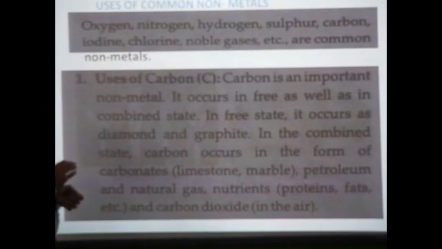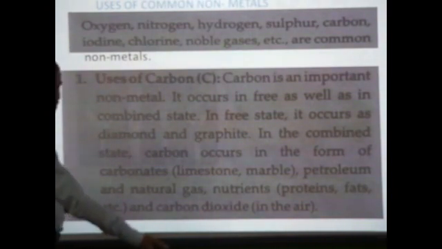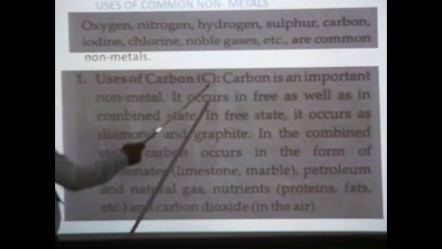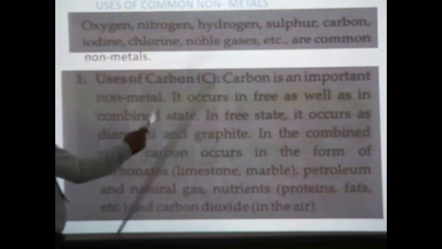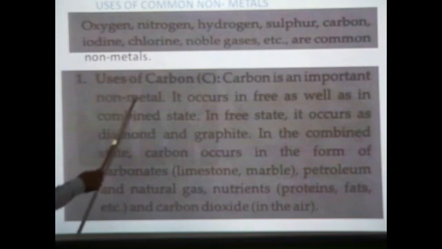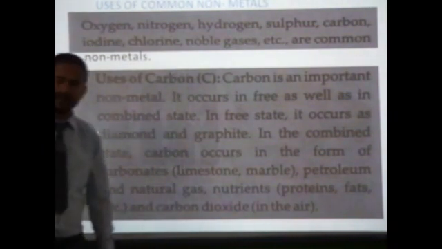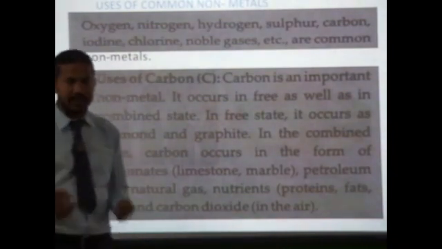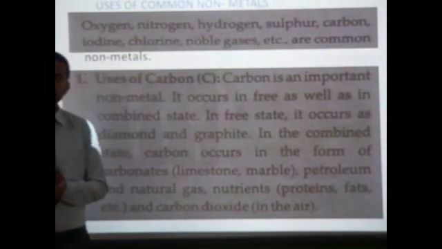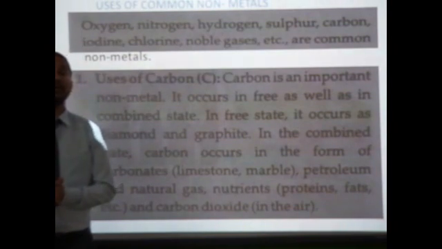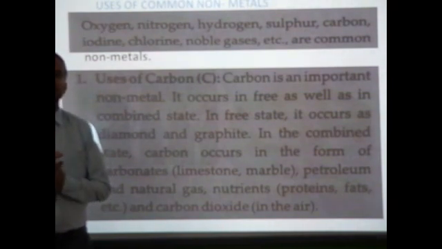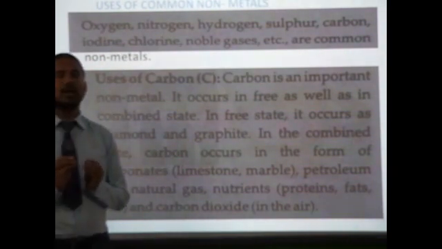Okay, then let's talk about the different non-metals one by one. Number 1, uses of carbon. What is the symbol for carbon? C. Carbon is an important non-metal. It occurs in free as well as in combined state. Now, why carbon is a very important non-metal? It is because without carbon we cannot think of life. From our good morning to good night, whatever we use, most of them contain carbon.